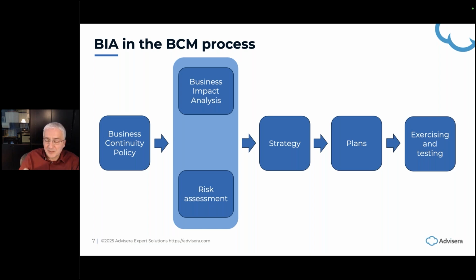Now, basically, as you can see, this is where this business impact analysis fits into your whole business continuity management process. It's at the very beginning, right after your business continuity policy, and this part is basically where you analyze your existing systems, your existing processes, your existing company, so that you can build all of these things later on.